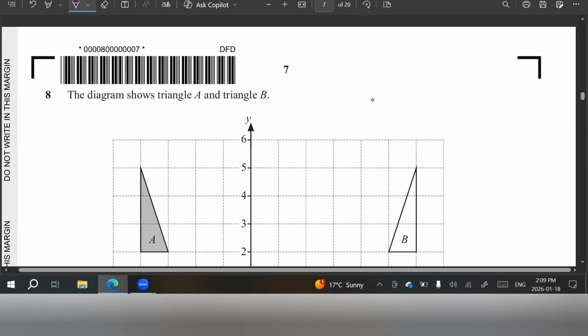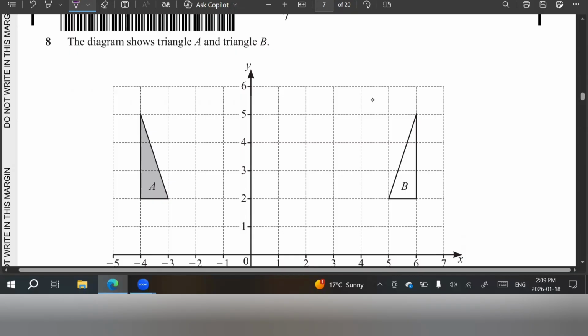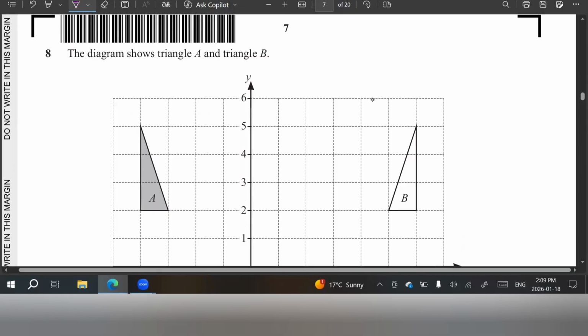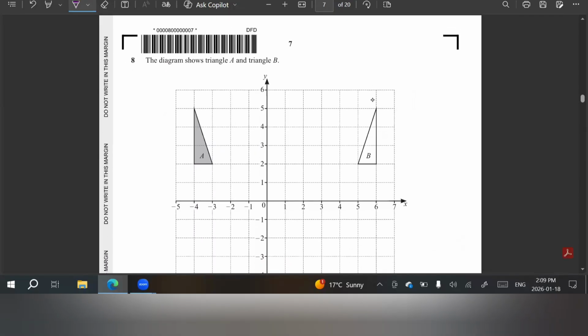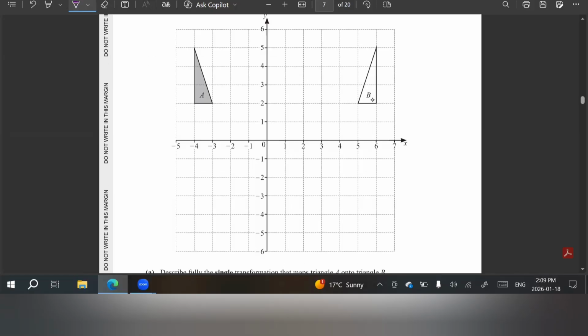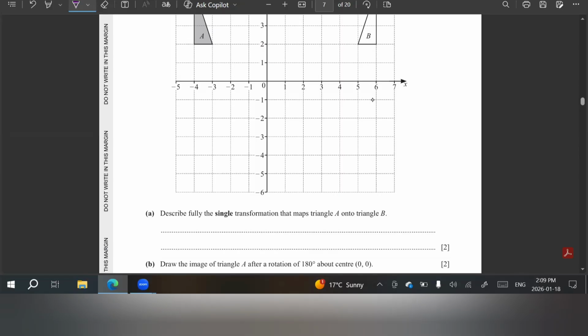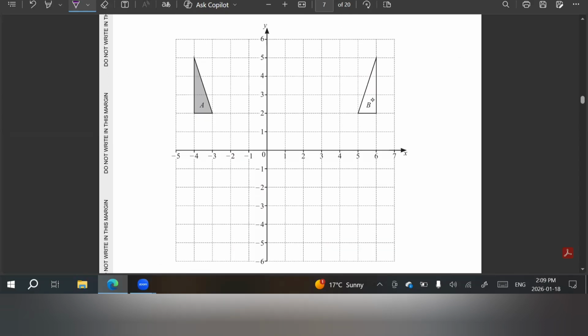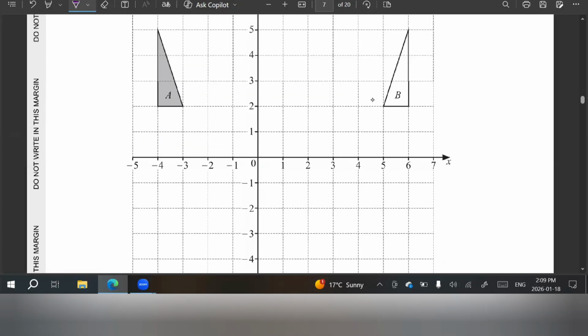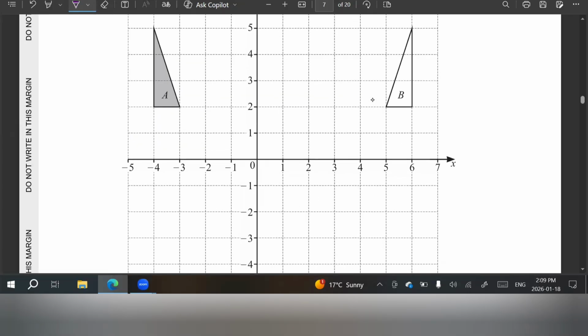Okay, so on your screen, question number 8 is showing up. Let me reduce the size a little bit so you can see. Question number 8, the diagram shows triangle A and triangle B. What they want me to do is describe fully the single transformation that maps triangle A onto triangle B. So you can see the triangle has been flipped, and whenever this happens, that means it's a reflection.